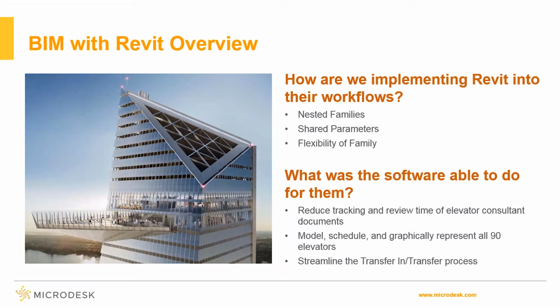When we looked at having 90 elevators, we tried really hard to break them down into smaller groups so that we wouldn't have 90 different families, and we would have the families working smarter for us and be flexible in the sense that 90 different elevators really got down to about 15 to 20 different families, which was a much more manageable scale.